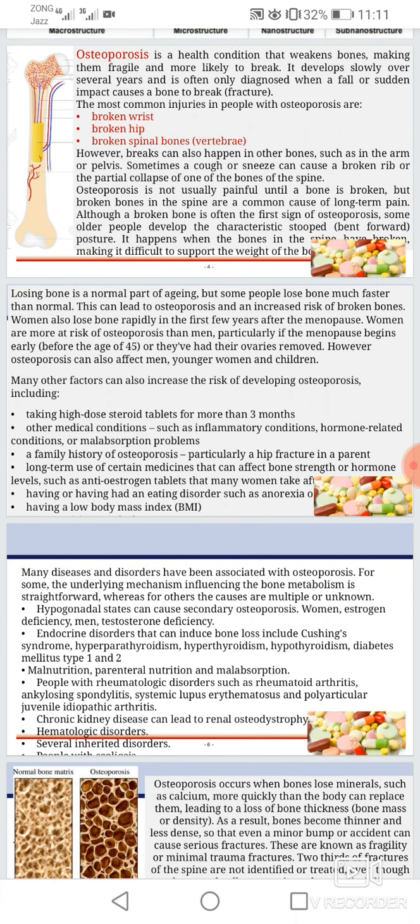It happens when the bones in the spine have broken, making it difficult to support the weight of the body. Losing bone is a normal part of aging, but some people lose bone much faster than normal. This can lead to osteoporosis and an increased risk of broken bones. Women also lose bone rapidly in the first few years after the menopause. Women are more at risk of osteoporosis than men, particularly if the menopause begins early, before the age of 45, or they had their ovaries removed. However, osteoporosis can also affect men, younger women, and children.